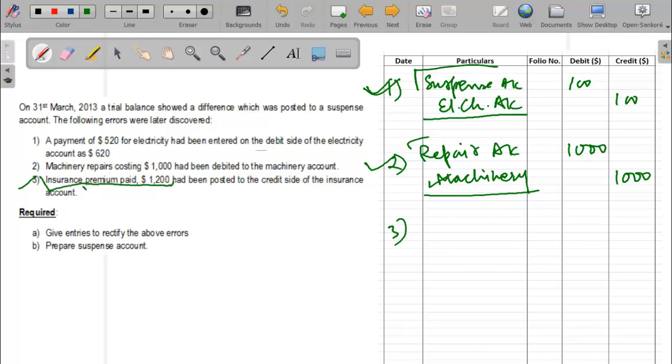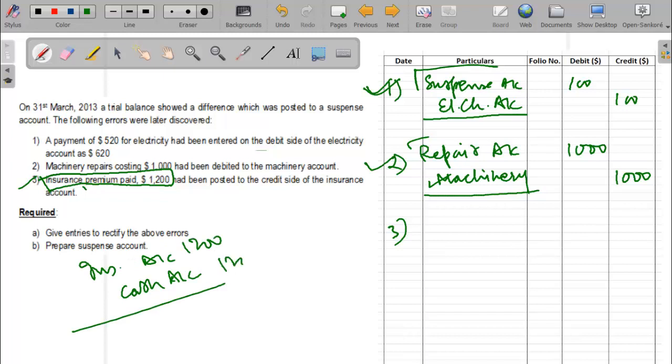Whenever we paid insurance premium, what entry do we pass? Insurance account debit and cash account credit, isn't it? Because insurance is an expense. So we pass this entry. The entry is correct. But see in the ledger what I did.